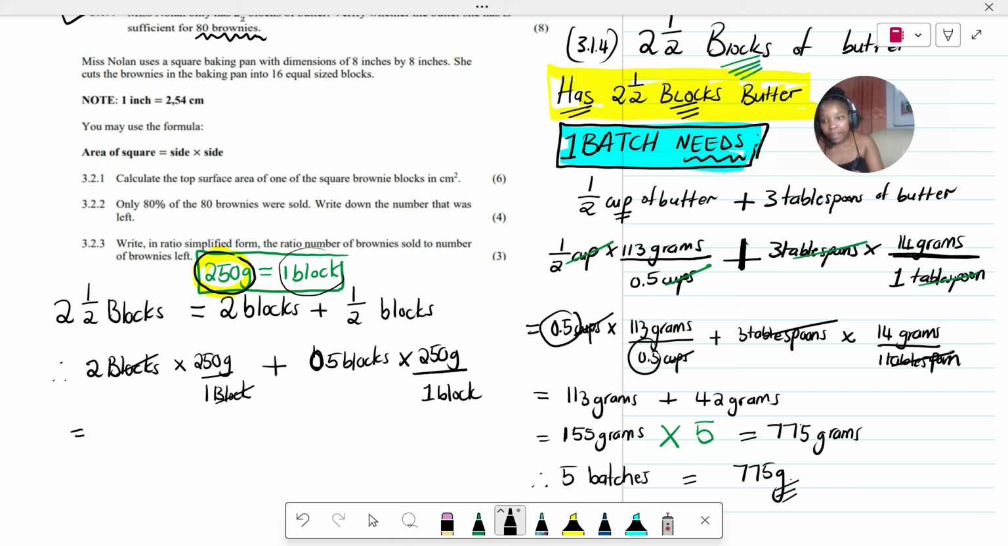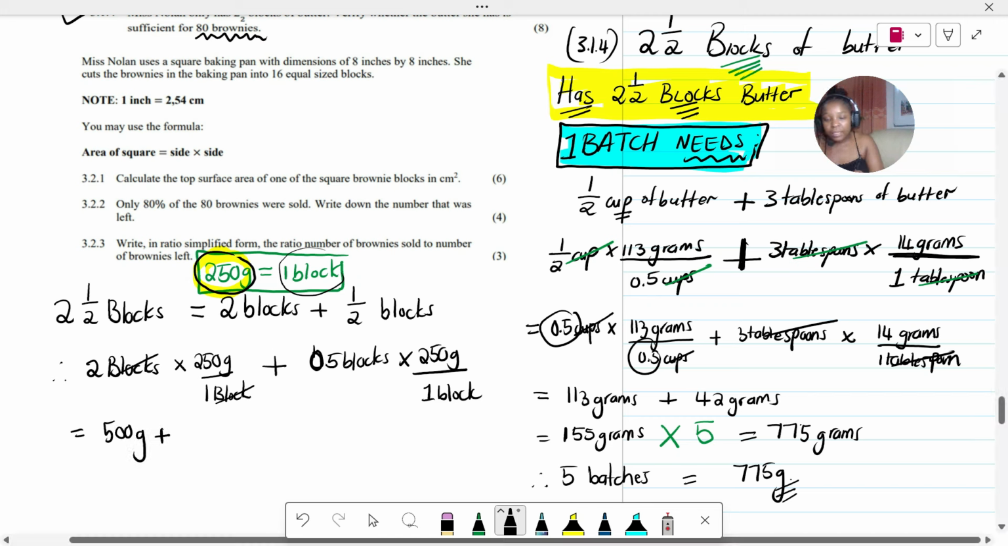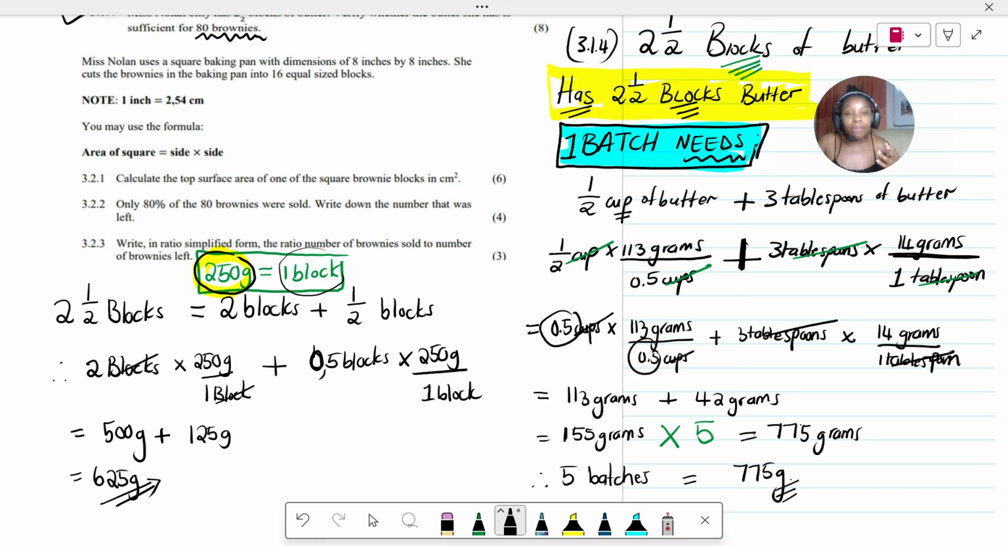It's just 500 grams plus, this is 0.5 blocks multiplied by 250 divided by 1. This is plus 125 grams. Then if you take 500 plus 125, you will get 625 grams. So that is currently how much Miss Nolan has. She has 625 grams of butter.